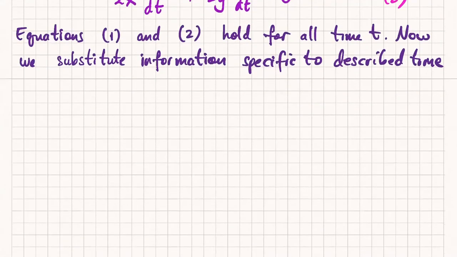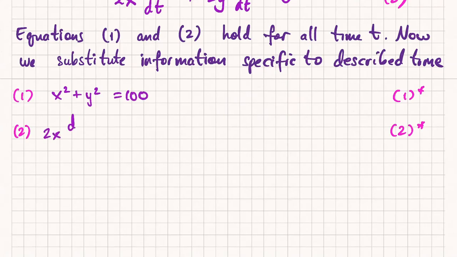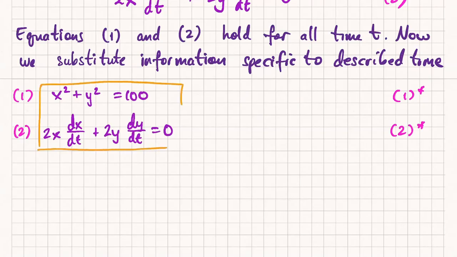All right, so let's remind ourselves what's happening here. So we have equation 1 and equation 2, and they're going to become equation 1 star and equation 2 star. They were x squared plus y squared equals 100 and 2x dx dt plus 2y dy dt equals 0. So what are we doing here? In these two equations, right, what are we doing? We're substituting our given information, which was dx dt equals 2 and y equals 8.